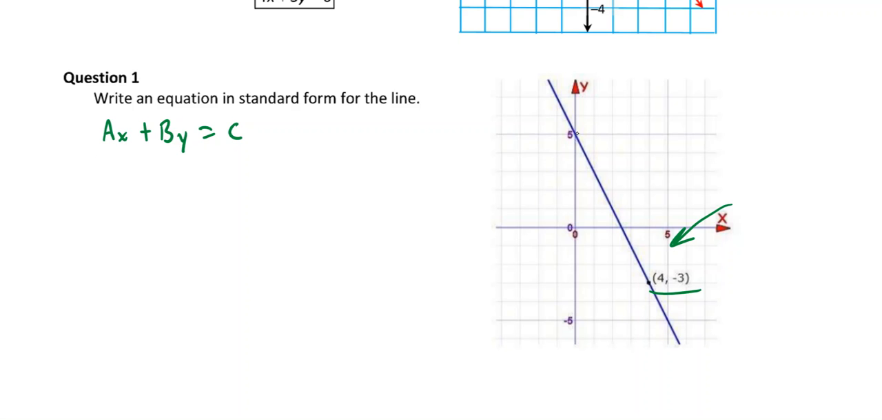We could actually put it into slope intercept form too, because we know the y-intercept. But on this lesson, we're doing point slope, so we'll do that one. So let's write down our equation. It's y minus y1 is equal to m times x minus x1. So this is our point slope form.